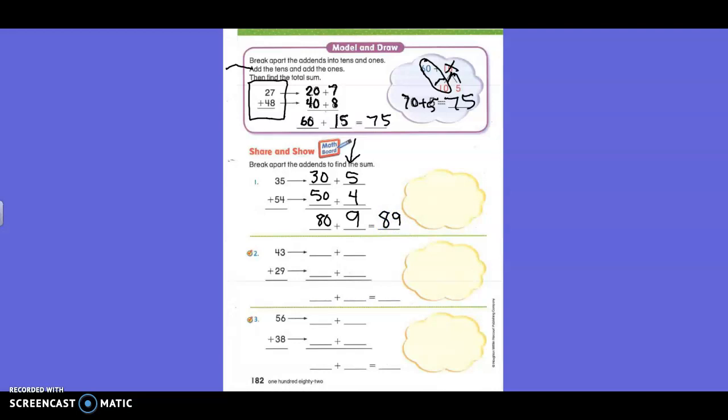Okay, we're going to do number 2 together because you are going to have to use a thought bubble in this one. Okay? 43. Break 43 apart for me. What's 43 broken apart? Xander? 40 plus 3. What's 29 broken apart? Ivan? 20 plus 9. What do I have to do next, third grade or second grade? What do I have to do next? Isaac?